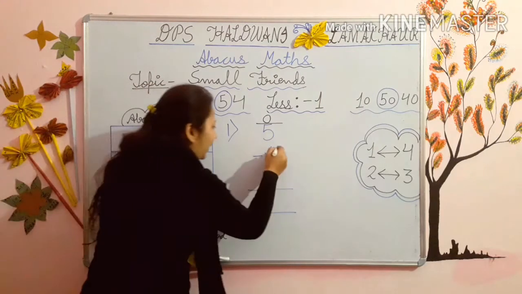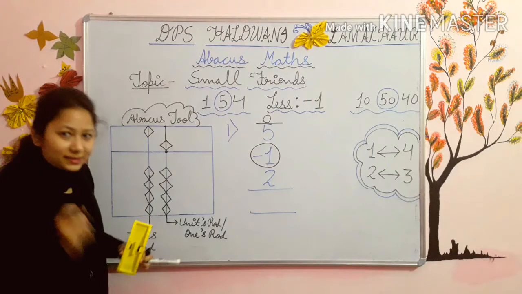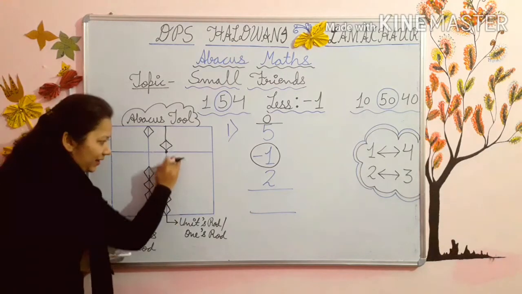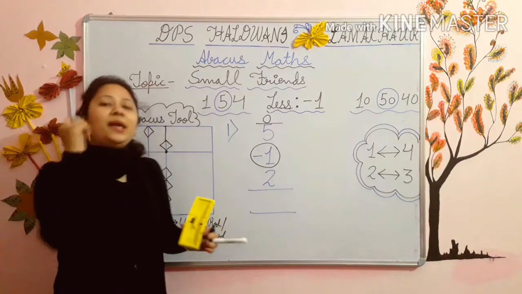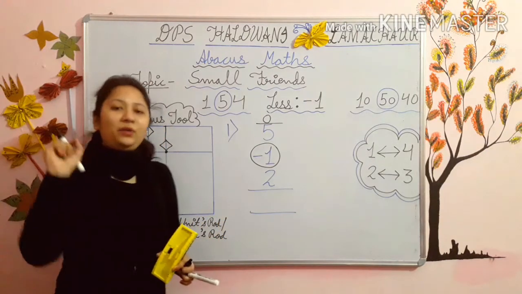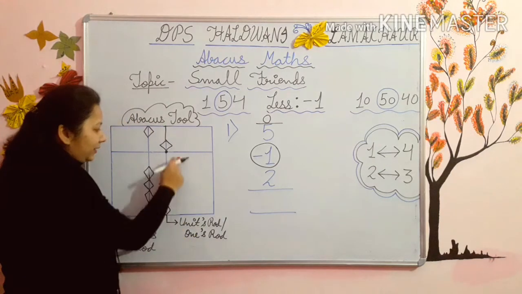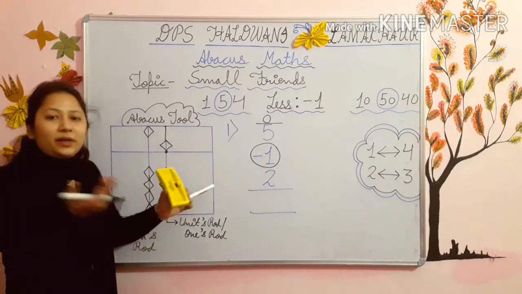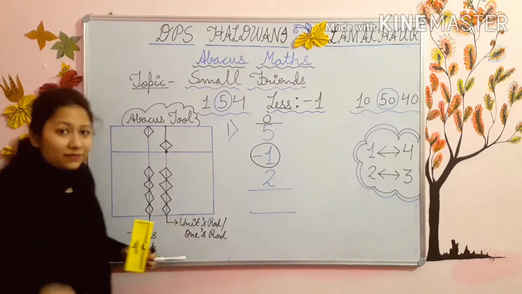Now kids, I have to subtract 1. Now you can see, have I added 1? No. If I add 1, then only I can subtract it. But you can see here that I have not added 1. So where will I subtract 1 from? See, 1 is not there. So how will I subtract?